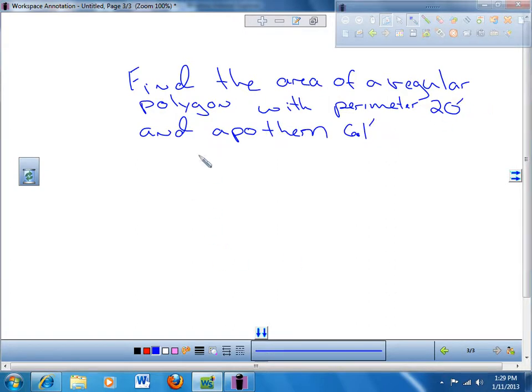All you do is plug and chug. A equals 1/2 times the apothem 6.1 times 20. What does that come out to be? I think that does come out, yeah, because I can divide 2 into 20 10 times, right? And 10 times 6.1 is 61 feet squared, or square feet. Okay? So that's pretty straightforward, pretty easy. And then they're going to go backwards, okay?